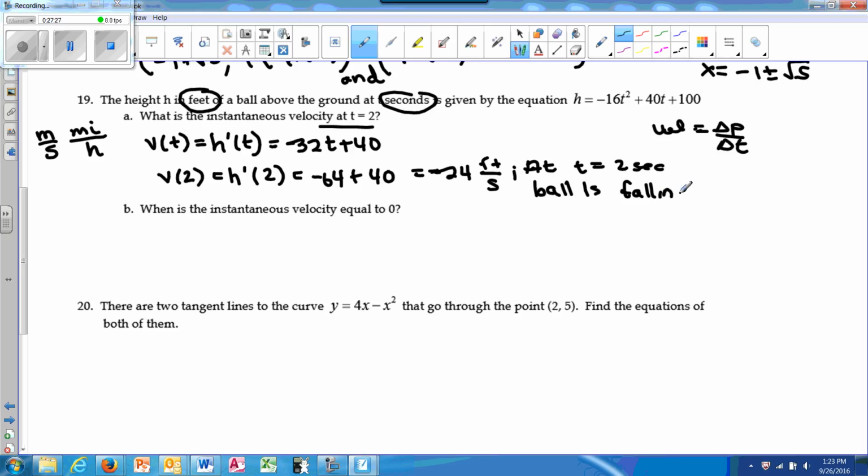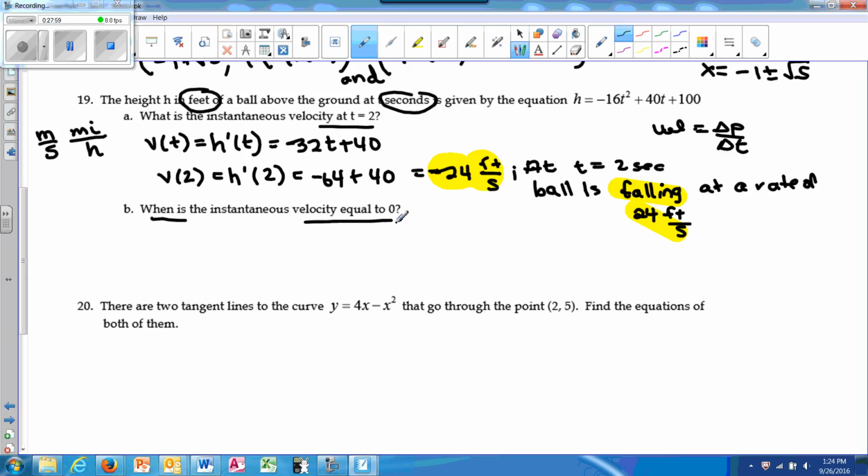So remember that velocity is a change in position over a change in time. Your input, your x value, is always on the bottom of your slope. So our output was the feet, and our input was seconds. All this means, you definitely need to know the meanings, is that t equals 2 seconds.